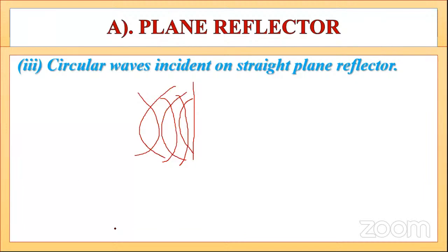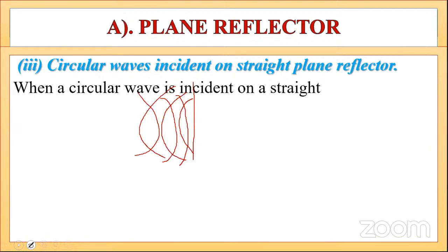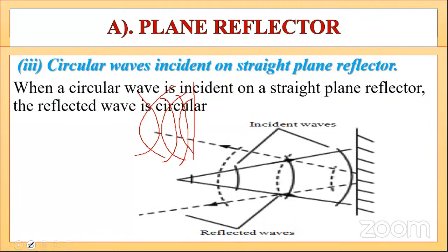Okay. So we are saying when a circular wave is incident on a straight plane reflector, the reflected wave is circular. So it will just be this. This is the incident wave, from here to here, going towards the reflector. Then when it reaches the reflector, the reflector will just turn it back to where it is coming from.